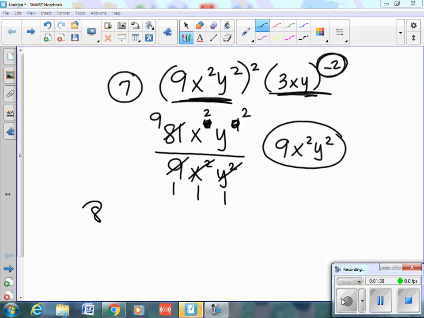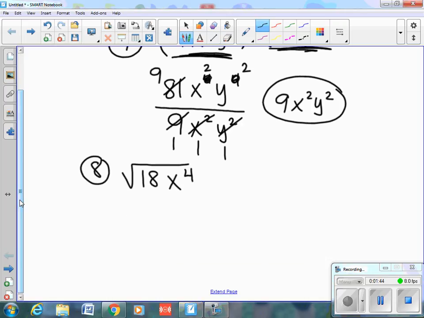Number 8, square root of 18x to the fourth. You break 18 down to 3 times 3 times 2. I know this is kind of fast, but at least you get a little bit of review on how to do every problem. You can always stop this and go a little bit slower if I'm going too fast.